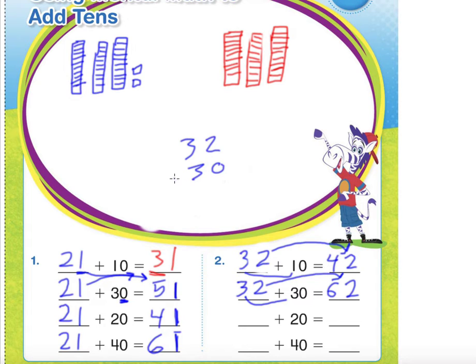32, 30. Add them up. 2 plus 0 is 2. And 3 plus 3 is 6. We still get 62 either way. Let's go on to the next one. Make sure we write our 32.